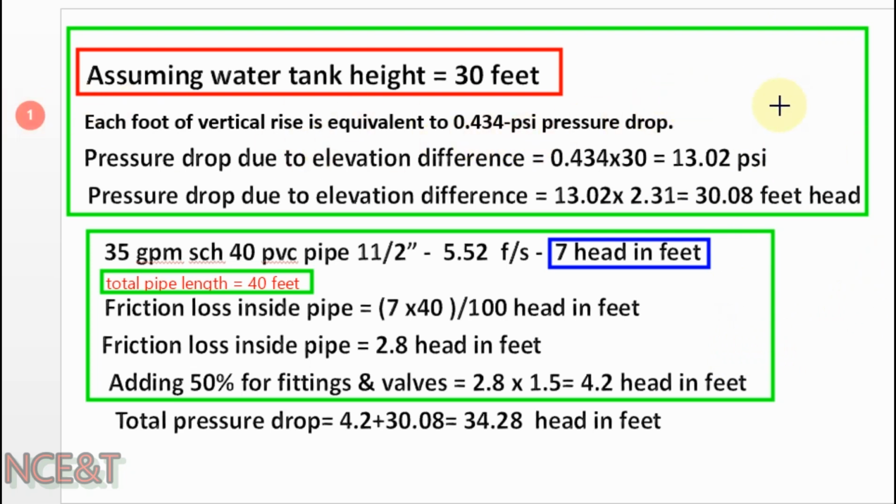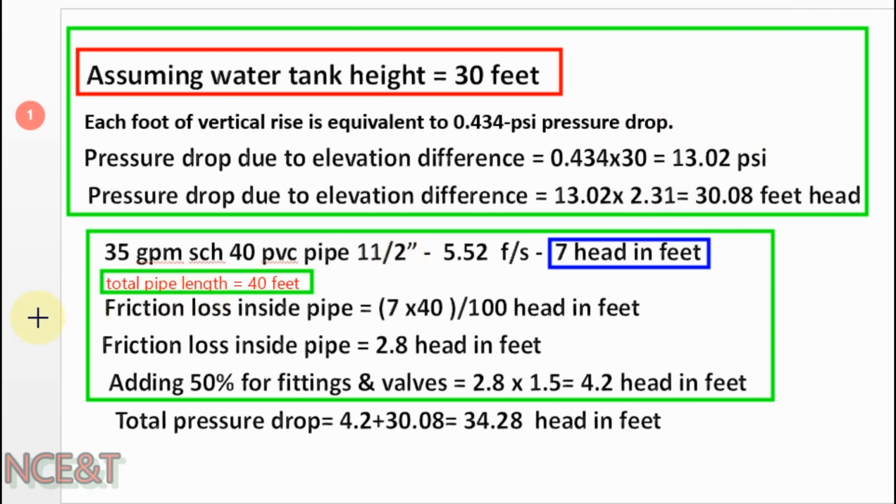Assume that we have placed our water tank on the roof at a height of 30 feet from the ground. We know the formula: if we lift the water in a pipe by 1 foot, then the pressure drop is 0.434 psi. When we lift the water to 30 feet, we multiply this value by 30 and we get the total pressure drop due to lifting of water to 30 feet, which is equal to 13.02 psi. If we need to convert this value into feet, then we multiply this value by 2.31 and we get the result 30.08 feet.